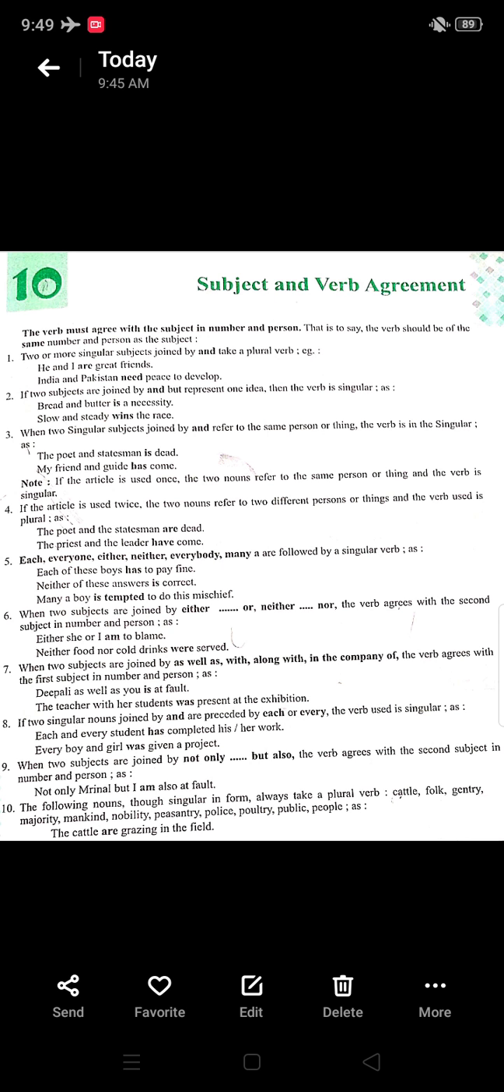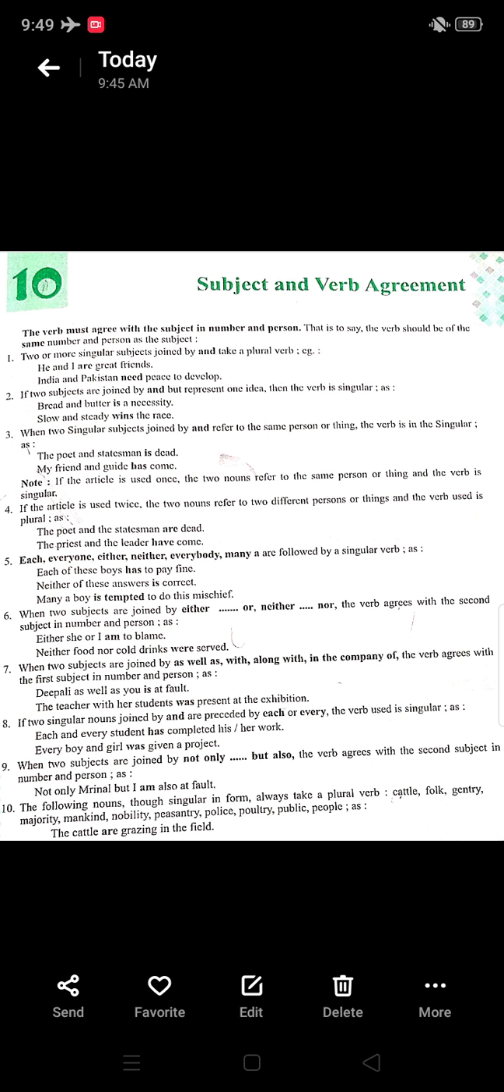Here I am talking of two subjects. The first one is my friend, the second one is guide. They are joined by "and" but they belong to the same person, that is, I am talking here of my friend who is a guide. So my friend and guide both represent the same person. Therefore the verb comes to be singular, that is "has" here.